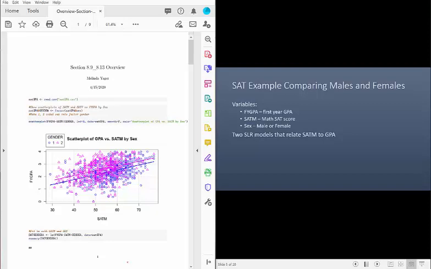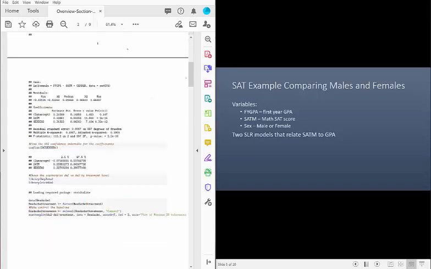Males is the baseline category for the indicator variable. Here are the estimates for this model. This shows that the female model has a higher y-intercept than the male model.